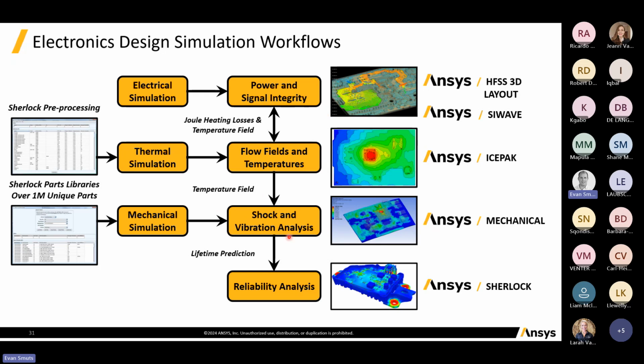We can then, from a mechanical side, shock and vibration, link that to our Ansys Mechanical product. That is our flagship FEA, finite element analysis structural product. We can use that to take the shock and vibration analysis of Sherlock to another level. Those analyses can be done on their own in isolation, but ideally we want to bring that all back into Sherlock to get those reliability predictions. So it's all about how we link these together and move between the different products.